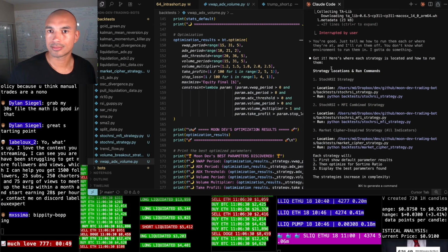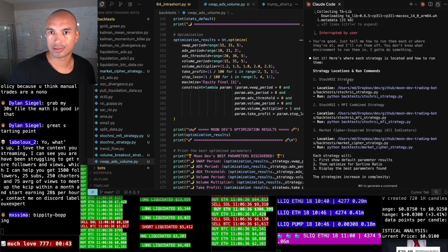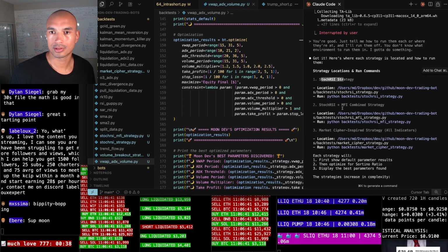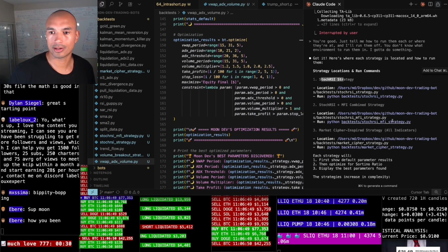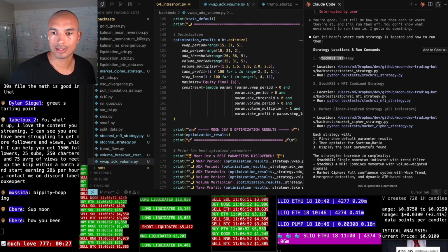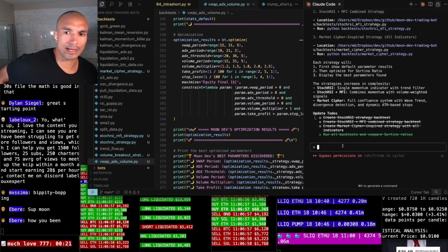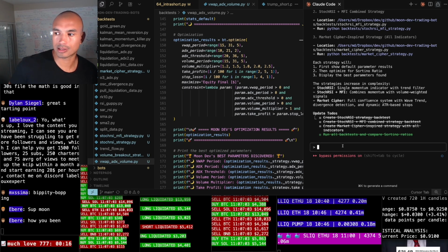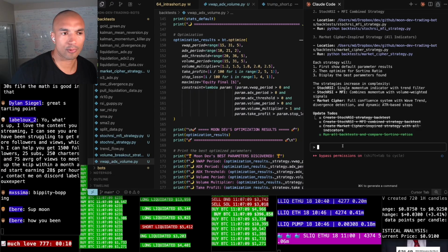All right, let's get it. So, got it. Here's where each strategy is located and how to run them. Location: Stochastic RSI strategy, backtest Stoch RSI strategy, Stoch MFI RSI market cipher strategy. It seems like you could actually go ahead and make more versions of this by combining even more combinations. And then just let me know where to run those new ones as well. Maybe make 3 to 4 more.